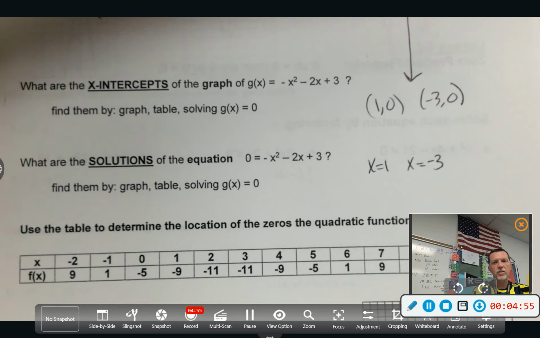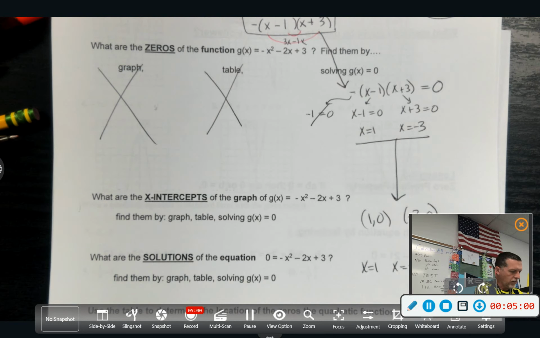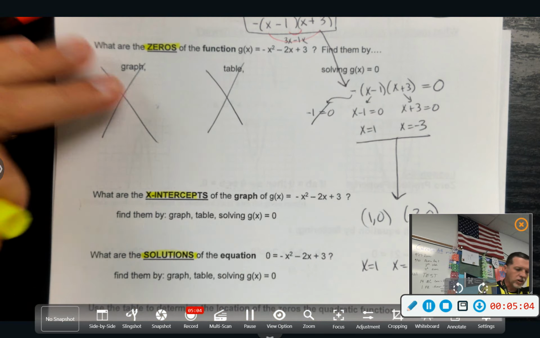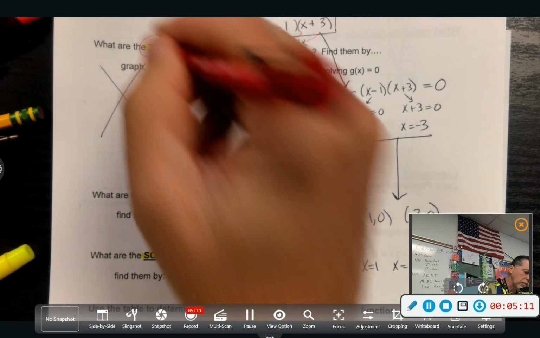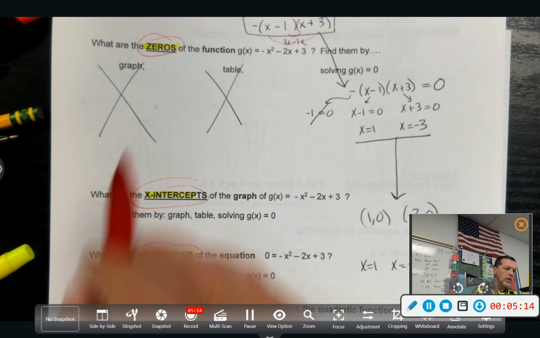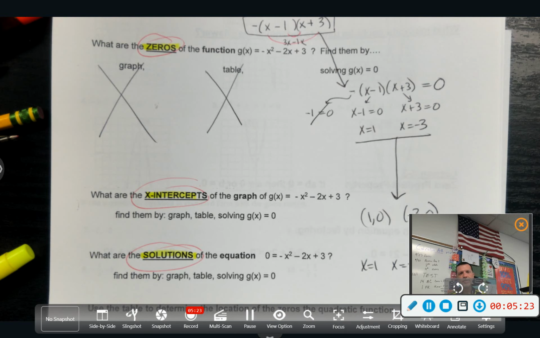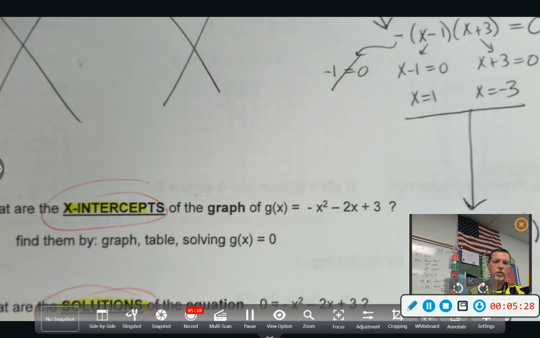So zooming out, like figuratively and literally on the page here, it's trying to emphasize that zeros, x-intercepts, solutions, those are kind of all the same thing. I mean, they represent slightly different things, but they're all the same set of numbers. The zeros of the equation come from the solutions to when you set the equation equal to 0, which gives you the x-intercepts. And again, so those are all sort of the same thing. Okay, zooming back in.